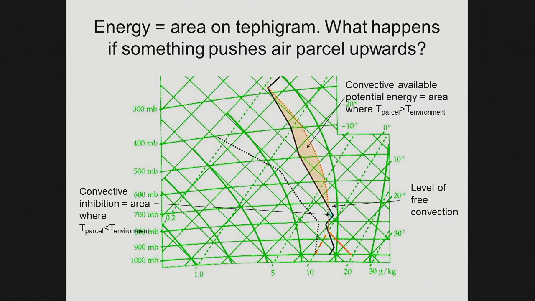On the other hand, you can have a lot of CAPE in a profile, but no deep convection if you have no means of getting past the inhibition. Okay, so if you have too much inhibition, you're not going to get deep convection. If you don't have any energy, you're definitely not going to get any deep convection.